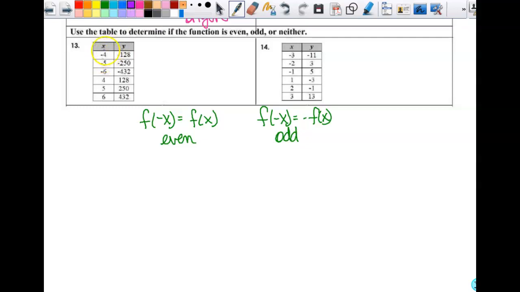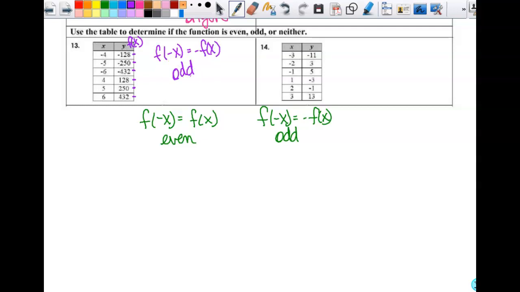So here's f of x, this is my f of x, right? So f of x gives me this. F of negative x, which would be a positive 4, I get the opposite. F of negative 5 and f of 5 give me the same number with different signs. F of negative 6 and f of 6, same number, different signs. So if we look at this, this is 4. The f of negative 4 gives me a negative f of x. So I can say f of negative x equals negative f of x. So that is odd.